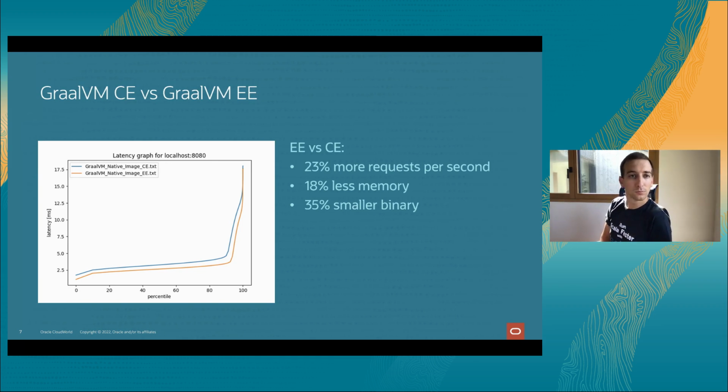So if we compare GraalVM Community Edition and Enterprise Edition, you can see in the chart that in the full latency curve, GraalVM Enterprise Edition is outperforming the Community Edition. This is thanks to the extra optimization the compiler has. Overall, the throughput is 23% higher, meaning that in this case, we are processing 9,000 operations per second versus 7,500 with the Community Edition. The memory used is also 18% less. Even though we are processing more requests per second, we are consuming overall less memory.